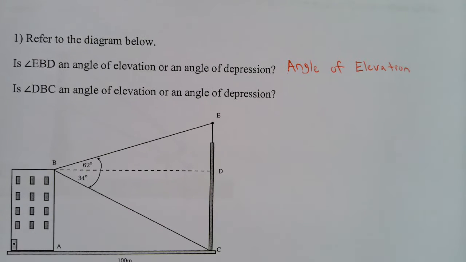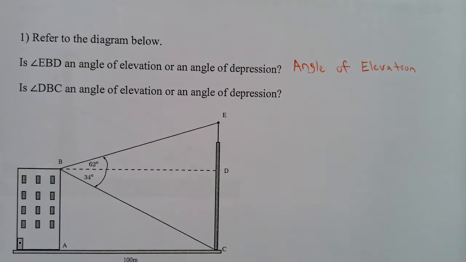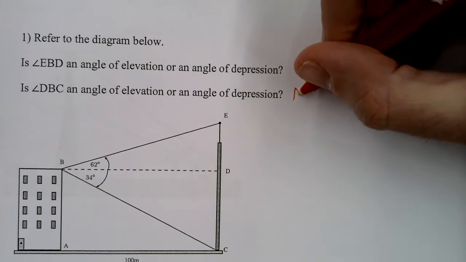It's above the horizontal line. And is angle DBC an angle of elevation or an angle of depression? That one's looking down, it's below the horizontal line, so that'll be an angle of depression.